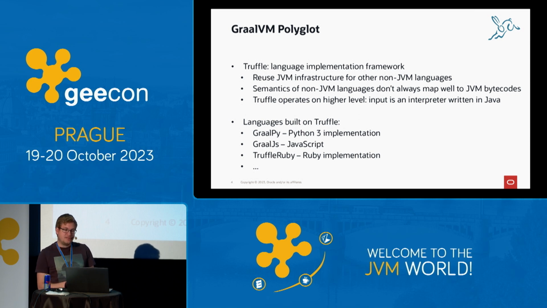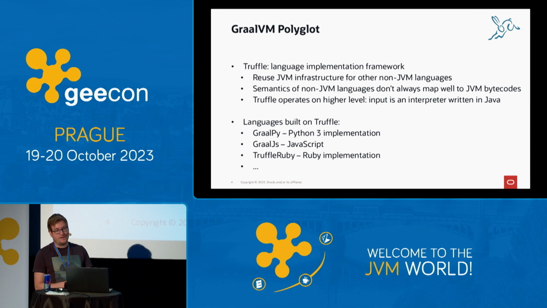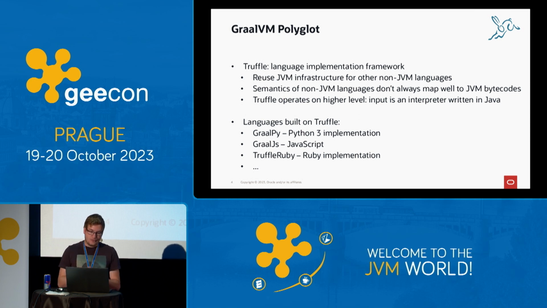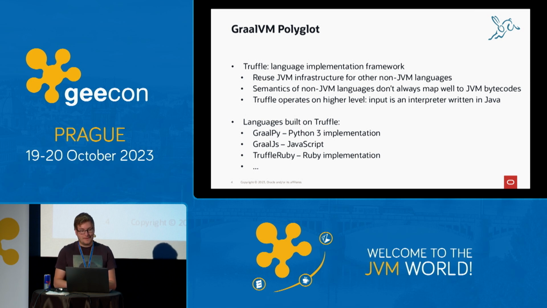But you really need to design a language for that. And semantics of languages that were not designed to run on JVM usually don't match or don't map well to JVM bytecodes. So we have this framework, whose input is actually an interpreter written in Java, and then it does something called partial evaluation to actually compile that interpreter to deliver a just-in-time compiler for that specific language. I'm not going to go into any more details here.